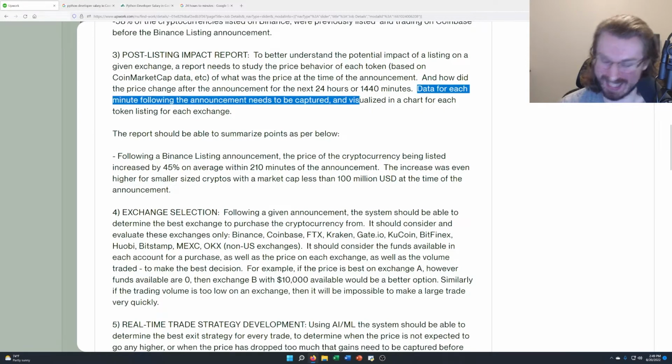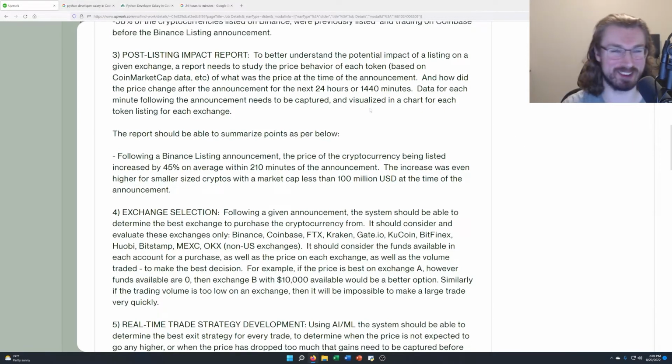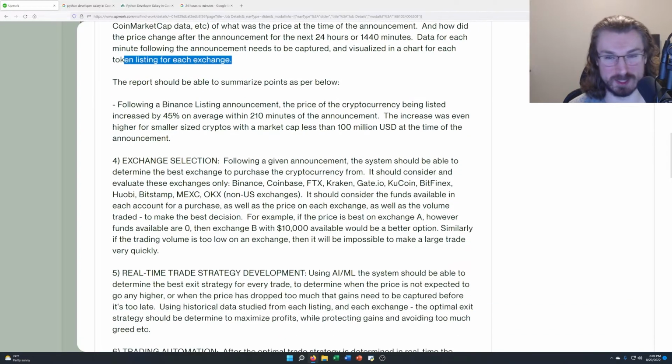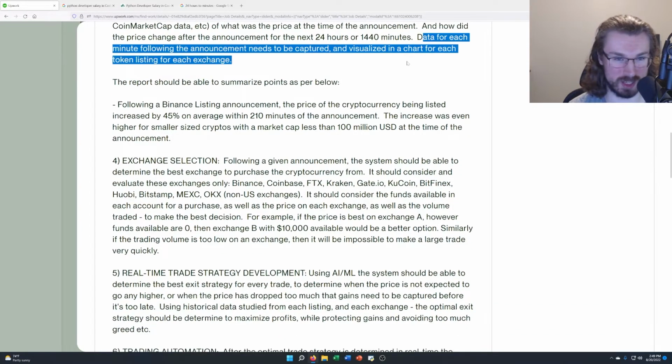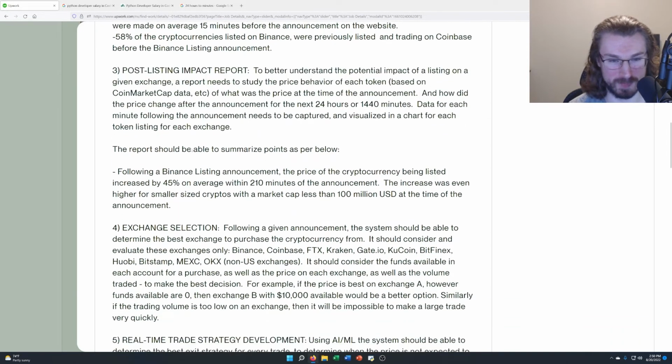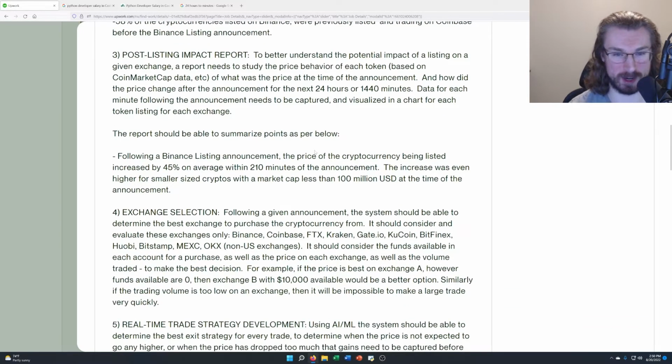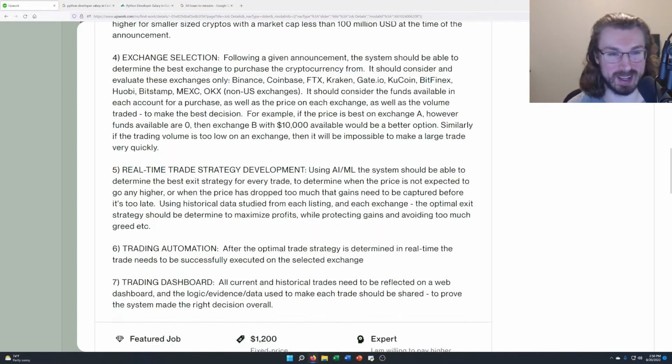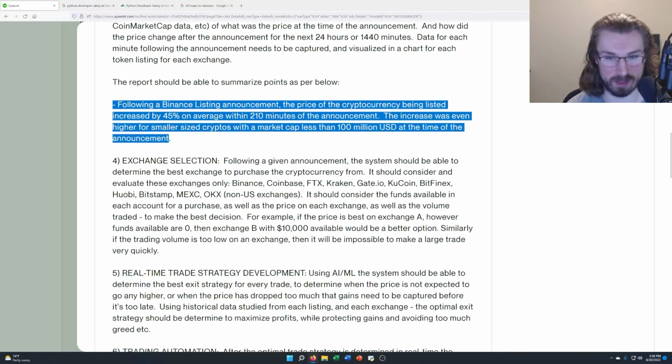Data for each minute following the announcement needs to be captured and visualized in a chart for each token listing for each exchange. So we have some data visuals here as well. So you're going to also have to make the data visuals in a report. The report should be able to summarize points as per below. And then they have how they want it verbally.